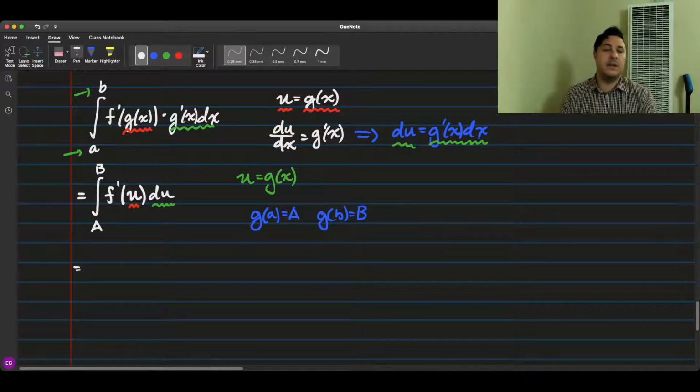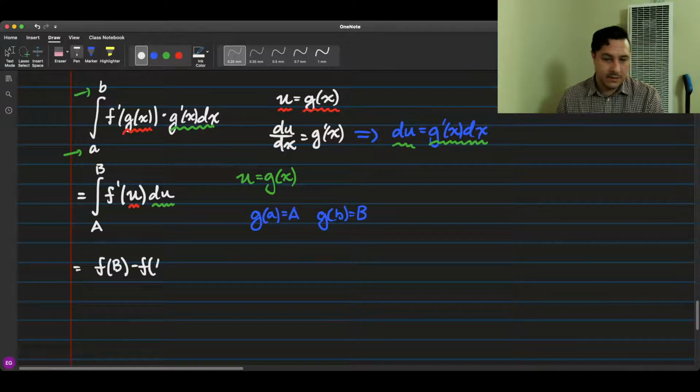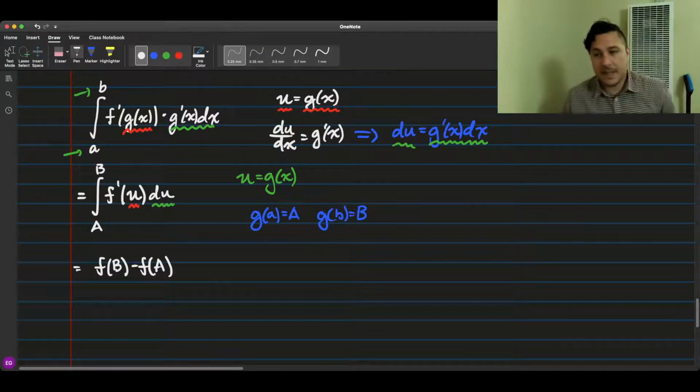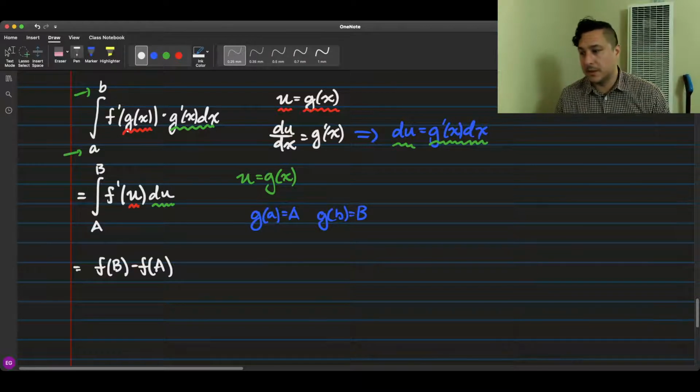Now we know that if we're integrating f prime of u du, the antiderivative of that is going to be f. So what this becomes is f of big B minus f of big A. Okay, so we're going to be doing some examples about this.